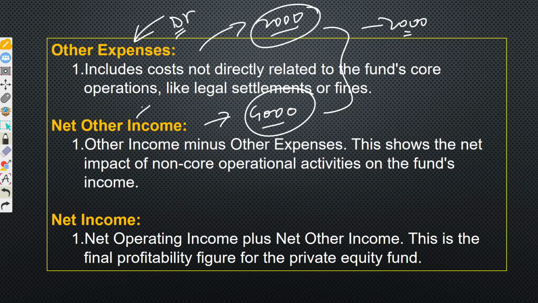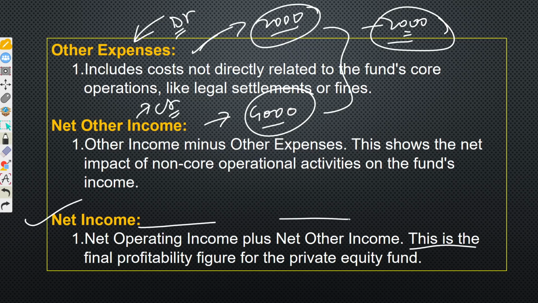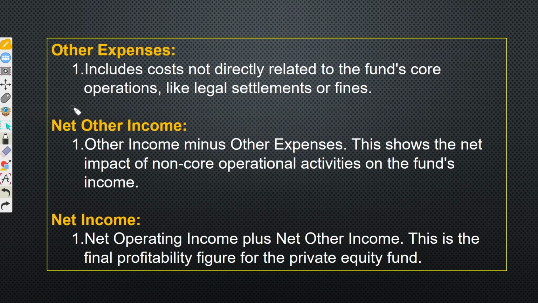Expenses are always recorded on the debit side, income always on the credit side of the income statement or P&L. And then finally, net income: operating income plus net other income. So here you consider both activities. And finally, this is the final profitability figure for the private equity fund. Of course net operating income means after deduction of expenses, and in the non-operating case also you deduct the expenses. Net operating plus net non-operating, just add them, and that becomes your net income that you can transfer to the balance sheet. So this is how we prepare the income statement.